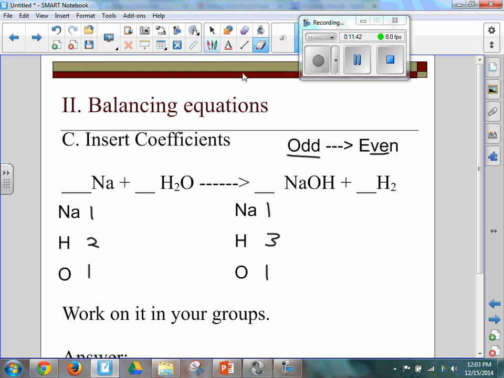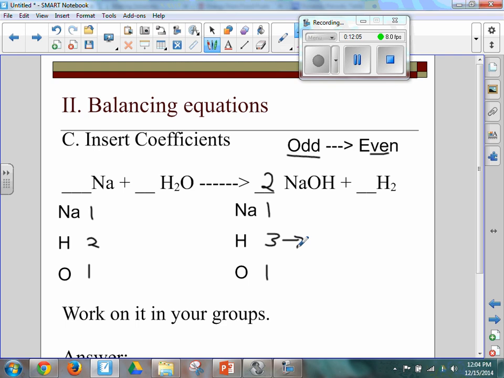Well, what happens if I put, let's just say, a 2 out in front here, which changes the amounts of all these things? This gives me 2 hydrogens here, 2 H's. And I have 2 H's here, which gives me a total of 4. All right, well, now that's an even number. So let's go ahead and do that. So we'll leave a 2 there.